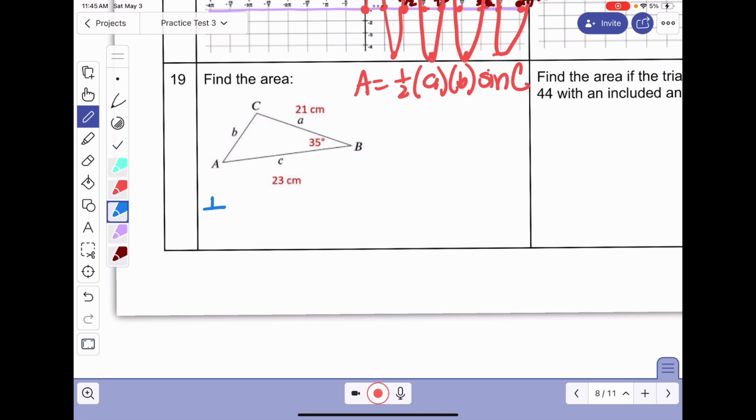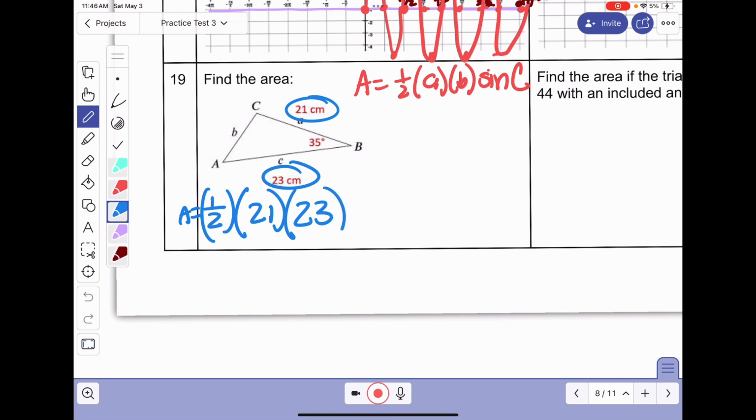So here, 1/2, that's part of the formula. A is 21. The other side we know is 23. And the angle in between is 35. This is a shape, so we need to be in degree mode. And then we just type that in the calculator.